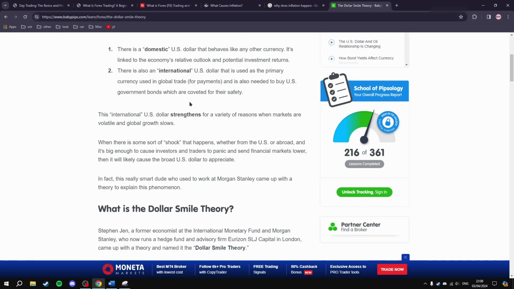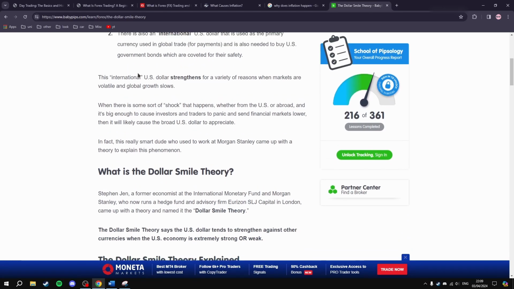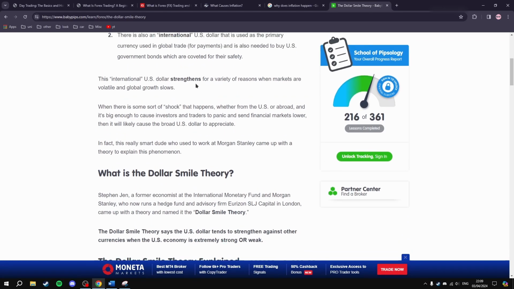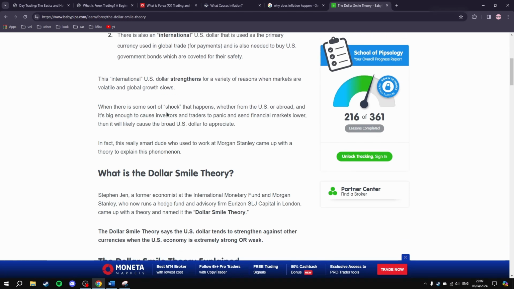There is also an international US dollar that is used as a primary currency in global trade for payments, and is also needed to buy US government bonds which are coveted for their safety. This international US dollar strengthens for a variety of reasons when markets are volatile and global growth slows.